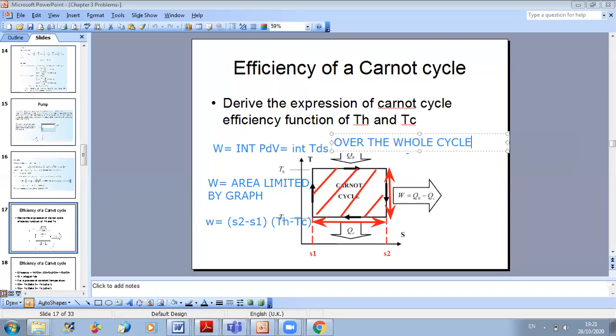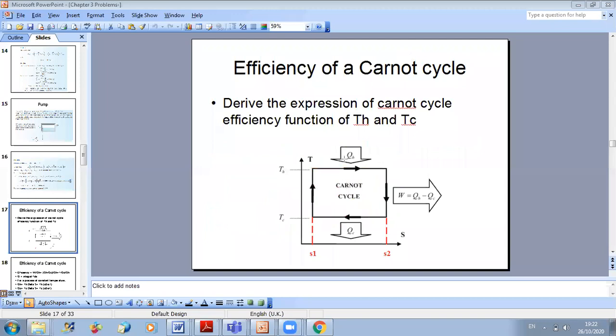Now, if I want to get just QH, Q hot is the heat provided in this phase here. How can I calculate it? So for QH that is coming in, I can say that QH is integral TdS only from this point to this one. So QH is given during this phase, when I move from this point to this one, okay? So Q hot that is provided to my system.